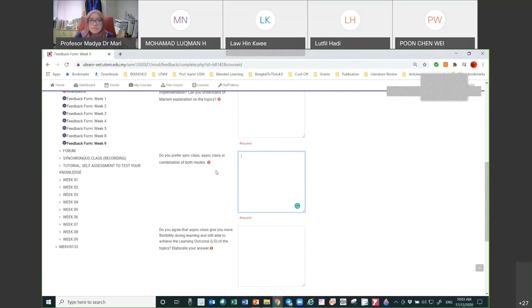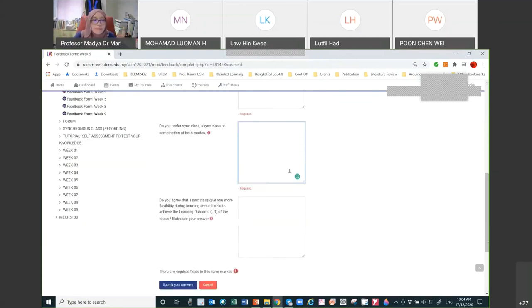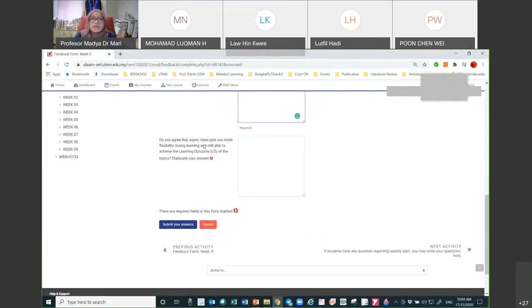Or do you want both modes? Both modes means that, like today, other than what we have right now, I give you additional work. But that one maybe will be too much for your SLT, student learning time. And do you agree that asynchronous class gives you more flexibility during learning and you are still able to achieve the learning outcome of the topic?